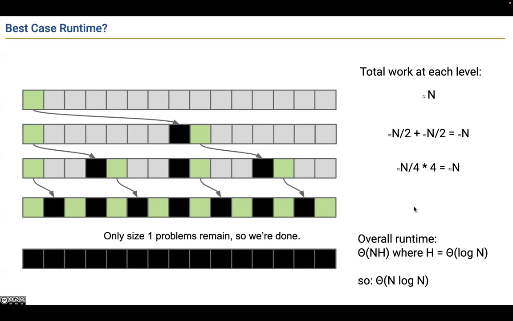And how much smaller are the subproblems getting? Well, at the first level, the subproblem was size n. And then at the next level, the subproblems were of size n over 2, and then n over 4, n over 8, n over 16, all the way down to problems of size 1.